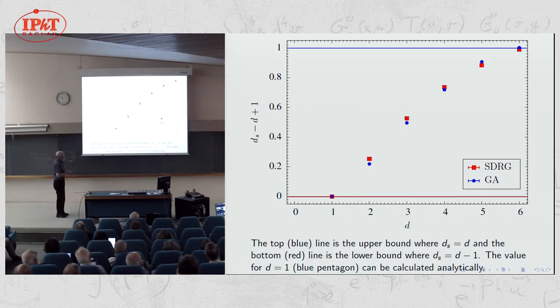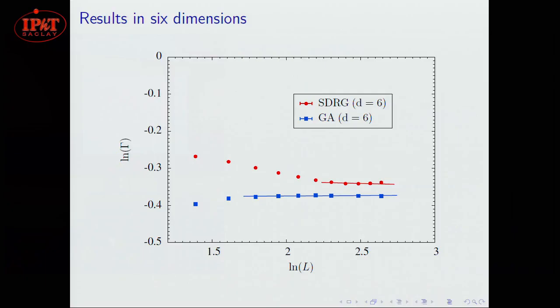Between 1 dimension and 6 dimensions, you cover the range. And both the SDRG and the greedy algorithm are approaching the value ds equals d in 6 dimensions. So I would argue this is indicating that the replica symmetry breaking picture is going to set in above 6 dimensions.